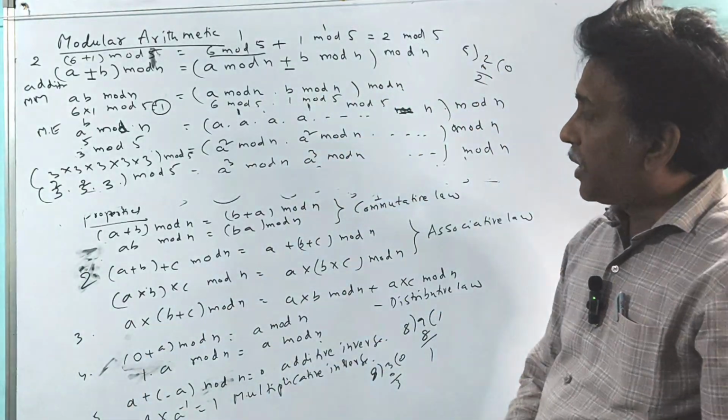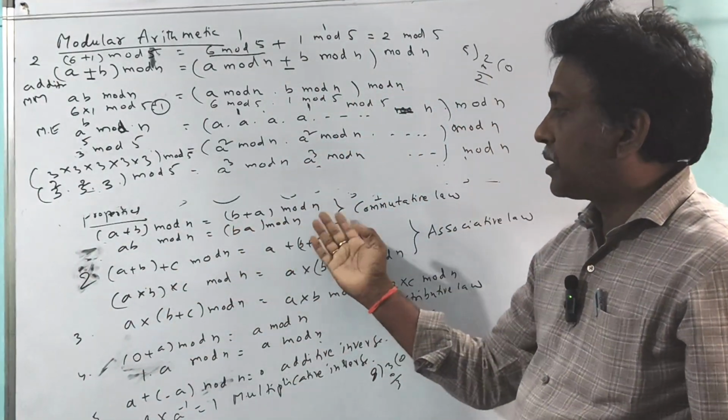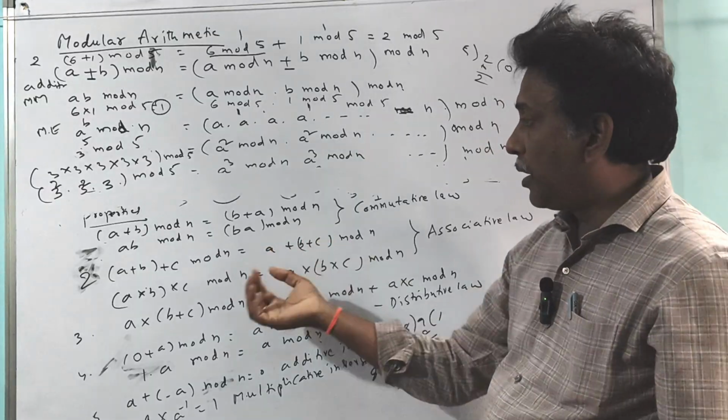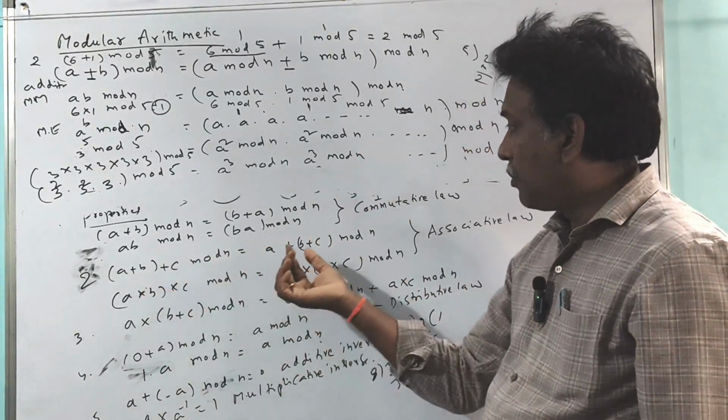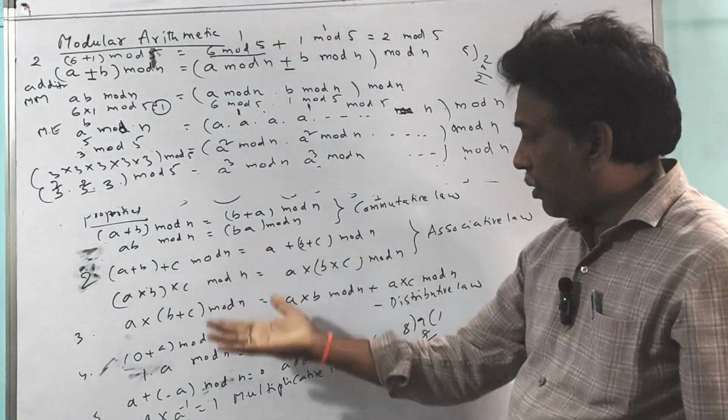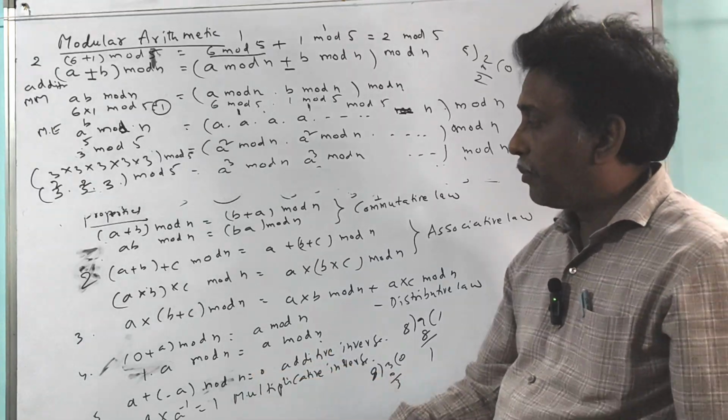Similarly, properties are there. (A plus B) mod n is equal to (B plus A) mod n. (AB) mod n is equal to (BA) mod n. This is the commutative property. (A plus B) plus C mod n is equal to A plus (B plus C) mod n. So all these are pretty common.